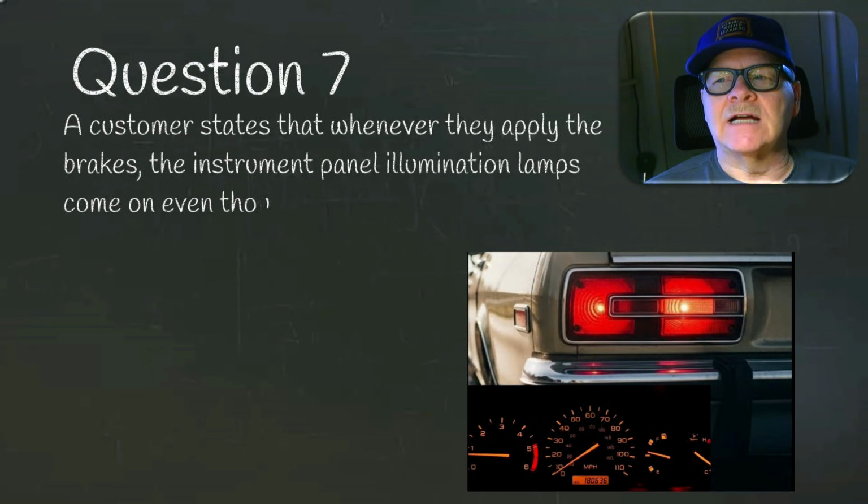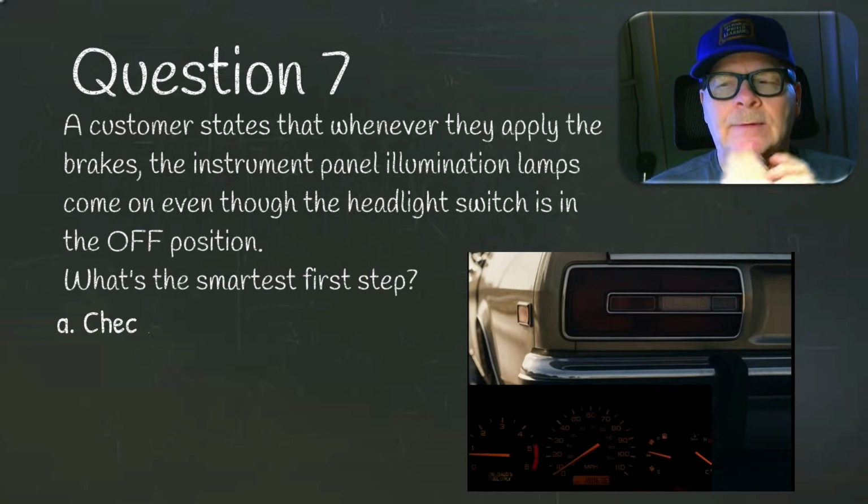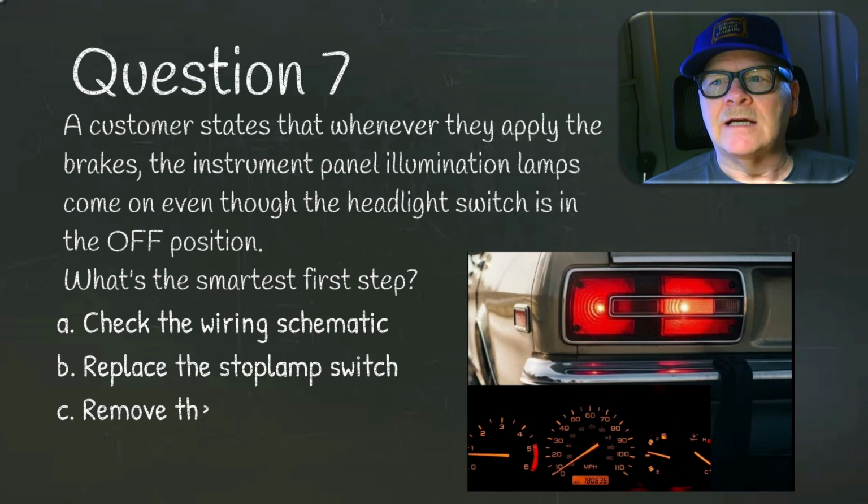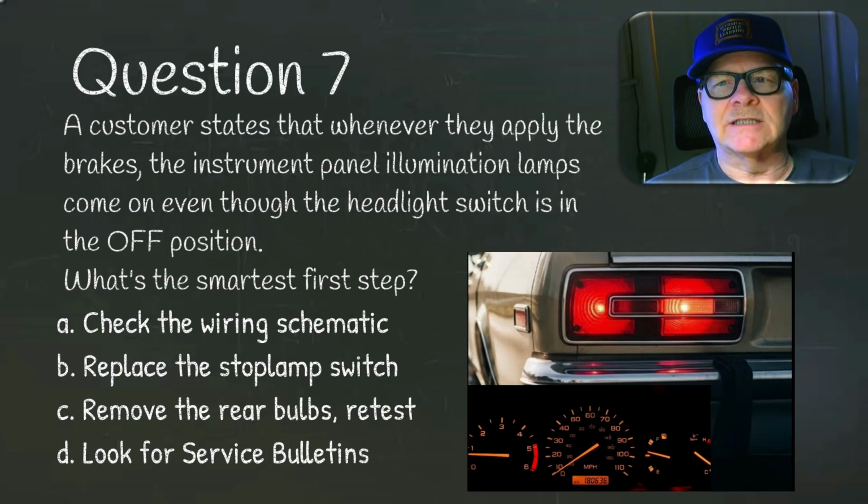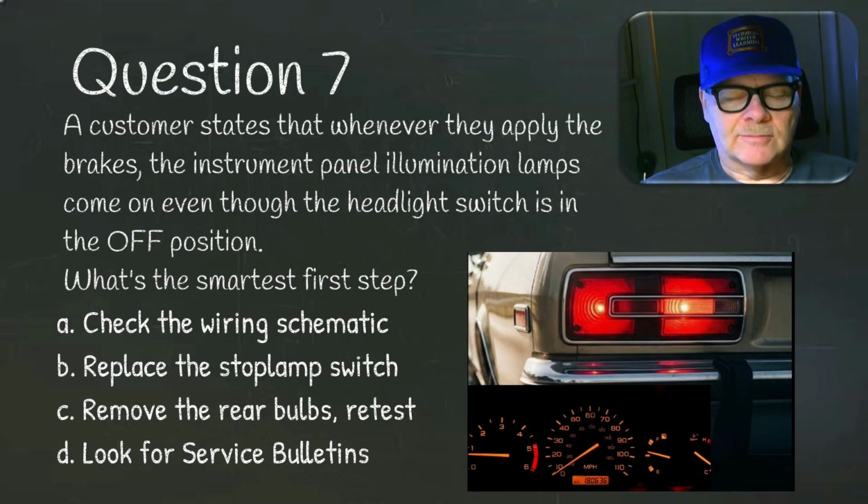Here's question number 7. A customer states that when they apply the brakes, the instrument panel illumination lamps come on, even though the headlight switch is in the off position. What's the smartest first step? A, check the wiring schematic, B, replace the stop lamp switch, C, remove the rear bulbs and retest, or D, look for service bulletins.